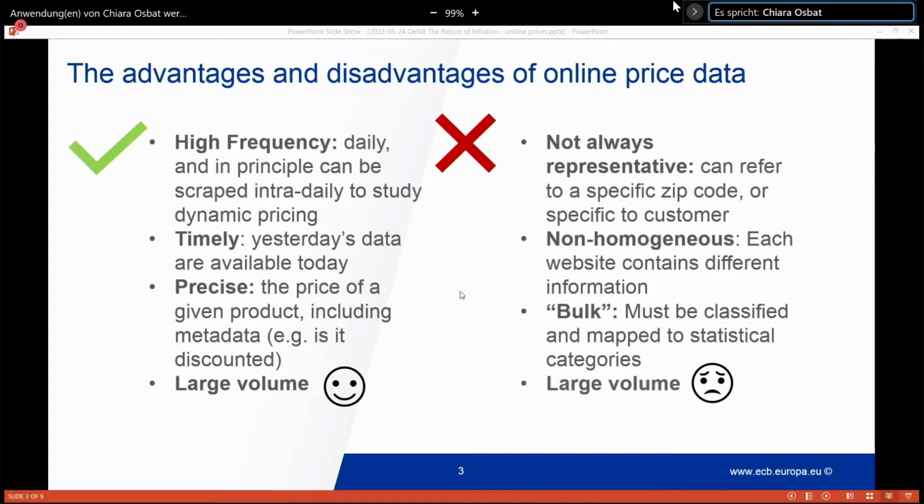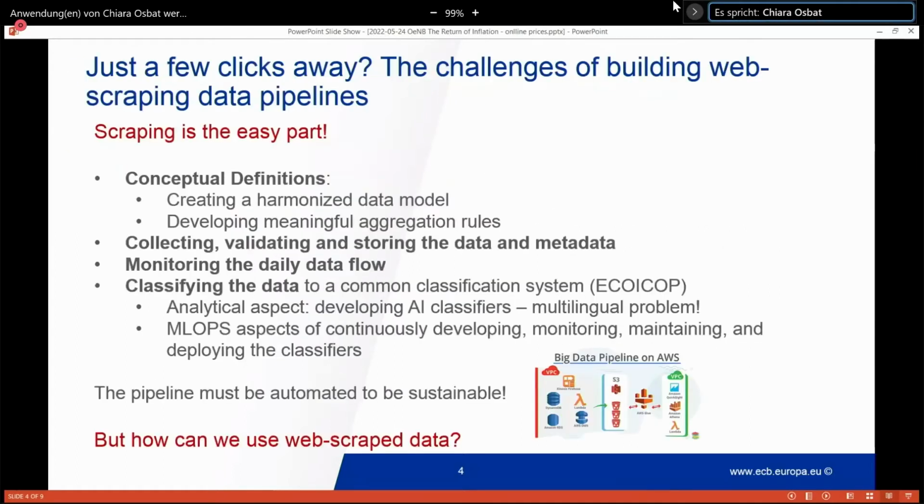Now, let me go a little bit more into this headache. Online prices are not just a few clicks away, right? There are big challenges in building web scraping data pipelines. If you were to ask me what is the biggest thing I learned, or the biggest thing that surprised me in the past years when working on this, it is that scraping is actually the easy part. It looks complicated, but that's really the easy part. It's by now a commodity.